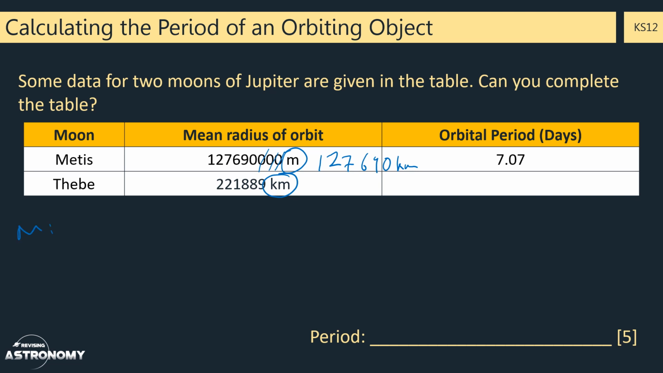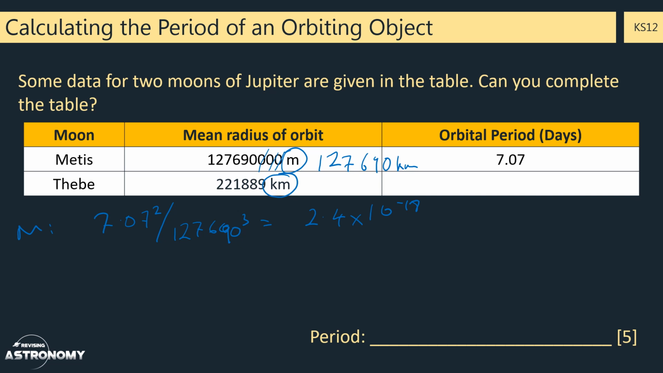Then we can do exactly the same thing. We're going to work out T squared over r cubed for Metis. So 7.07 squared divided by 127,690 cubed. That gives us 2.4 times 10 to the minus 18.